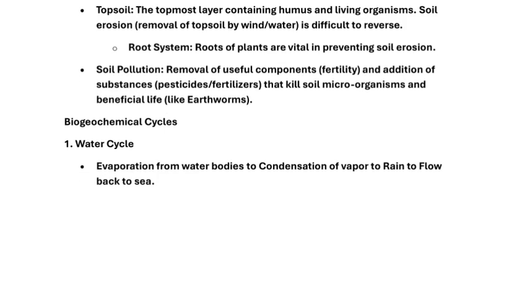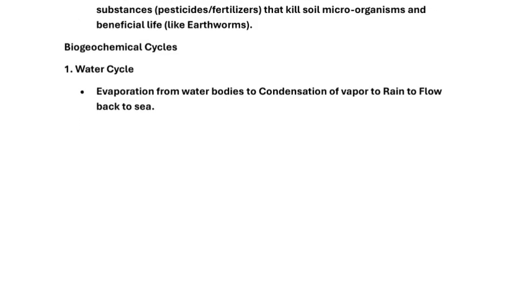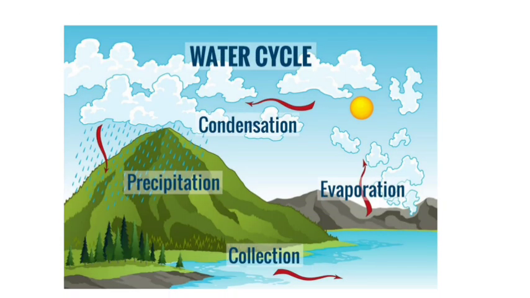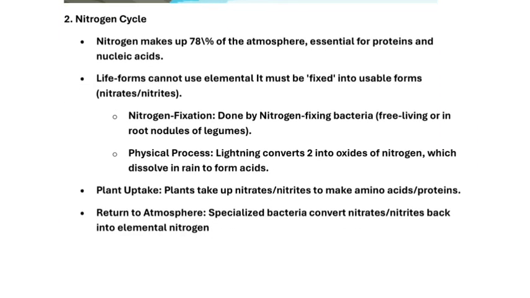Biogeochemical cycles. 1. Water cycle: evaporation from water bodies, condensation of vapor, rain, and flow back to the sea. 2. Nitrogen cycle: nitrogen makes up 78% of the atmosphere and is essential for proteins and nucleic acids. Life forms cannot use elemental nitrogen; it must be fixed into usable forms, nitrates and nitrites. Nitrogen fixation is done by nitrogen-fixing bacteria, free living or in root nodules of legumes.